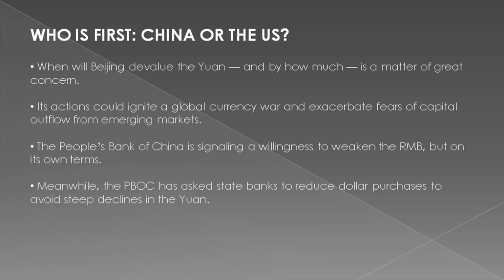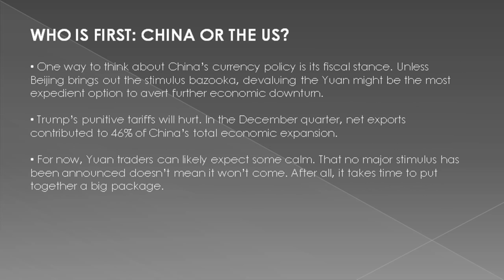Currently, the central bank set its daily reference rate at above 7.2 per dollar, a psychologically important level that had not been breached since September 2023, even as the greenback fell against other major currencies. Meanwhile, the People's Bank of China has asked state banks to reduce dollar purchases to avoid steep declines in the yuan. One way to think about China's currency policy is its fiscal stance. Unless Beijing brings out the stimulus bazooka, devaluing the yuan might be the most expedient option to avert further economic downturn. Trump's punitive tariffs will hurt.